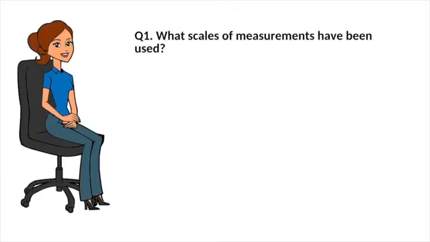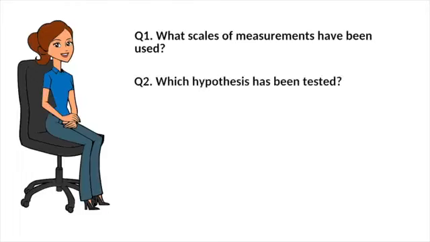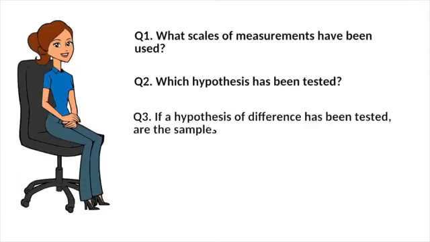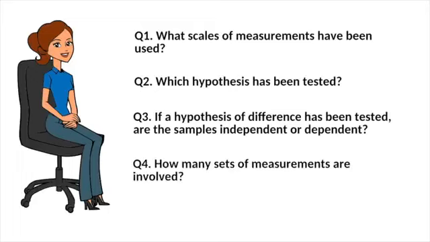Now that we have discussed all four questions, let us quickly go through them again. Question 1. What scales of measurements have been used? Question 2. Which hypothesis has been tested? Question 3. If a hypothesis of difference has been tested, are the samples independent or dependent? Question 4. How many sets of measurements are involved?